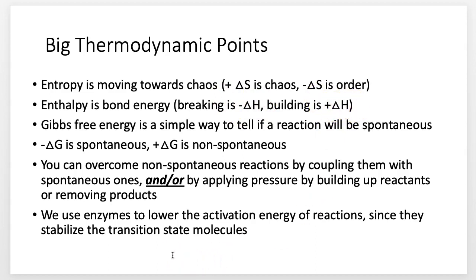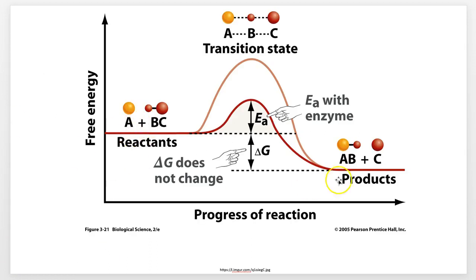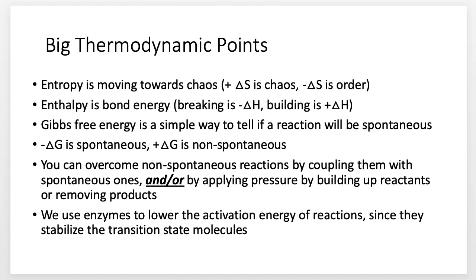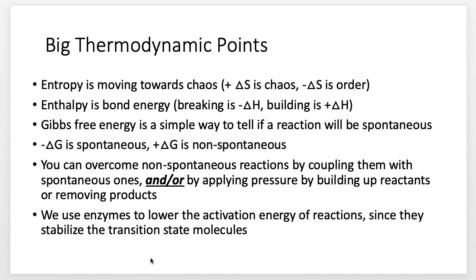Gibbs free energy is just a simple way to tell if a reaction is going to be spontaneous, okay? It's us combining temperature, chaos, and enthalpy to make one number that we can then use. Now your delta G, if it's negative, is spontaneous, okay? That doesn't mean it's instantaneous, but it is spontaneous. That means it can happen. Basically, we're just comparing reactants to products, okay? So is it going to happen spontaneously or not? Or do I have to put a little extra energy in, okay? If it's a positive delta G, it's non-spontaneous, so I need to put extra energy into the system. It doesn't mean I can't do it. It just means it doesn't happen, or it doesn't want to, okay? But I have to put extra energy in to get it to happen.